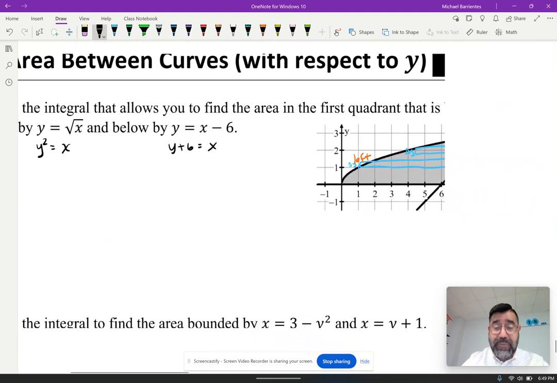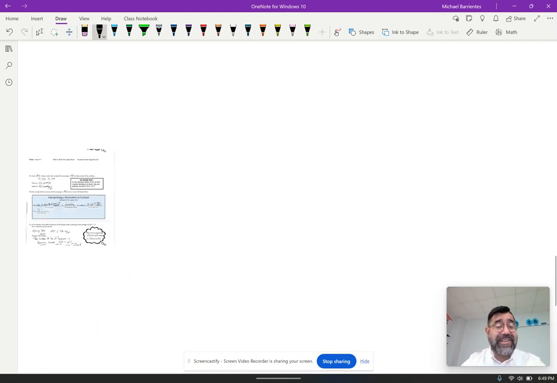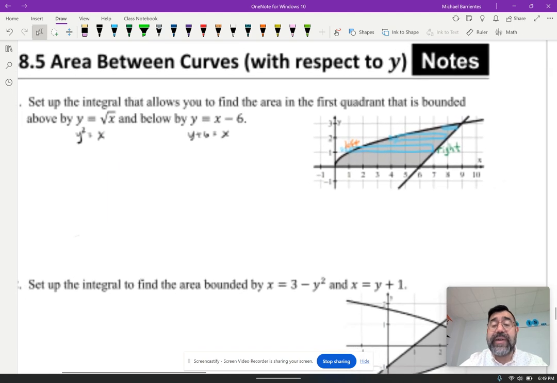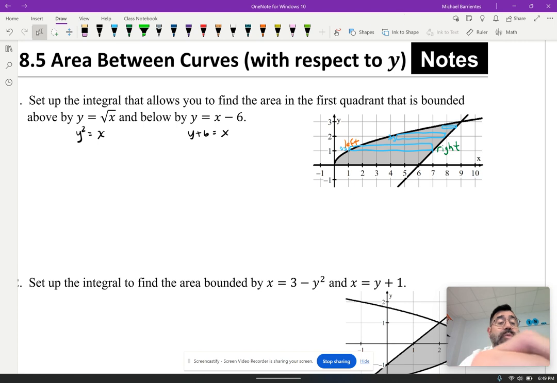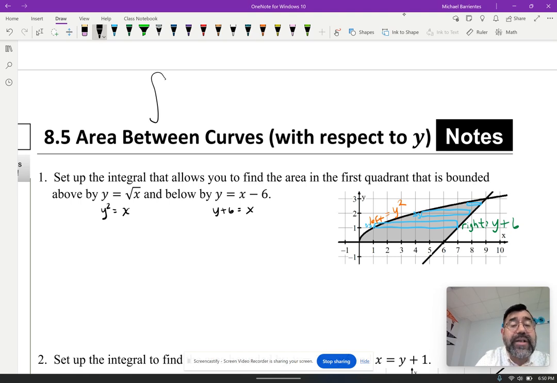Which one is the left one? Which one is the right one? That's what we're looking for. If I can find which is the right and which is the left, then I'm in business, right? Well, the right is the line, so that's going to be y plus 6. And then the left side is this parabola, originally it was a square root, but the sideways parabola, that's going to be y squared. So according to the formula, now instead of doing top minus bottom, we're going to do right function minus left function dy.